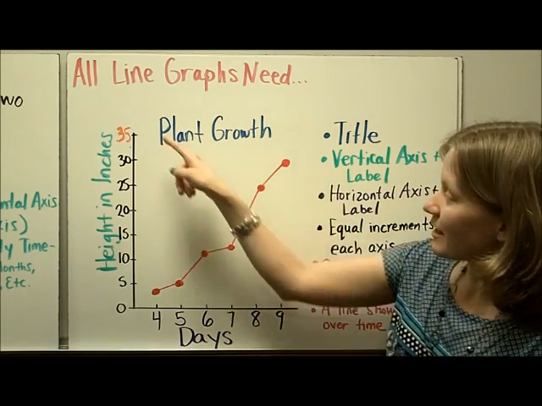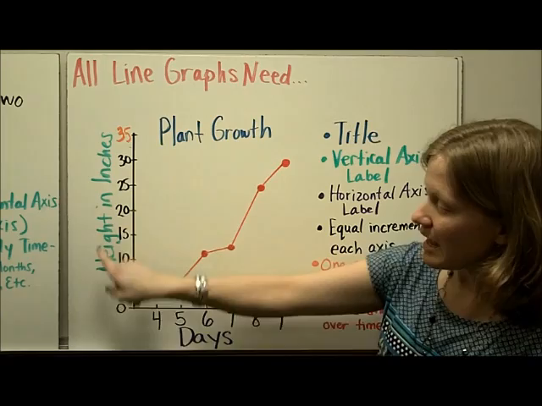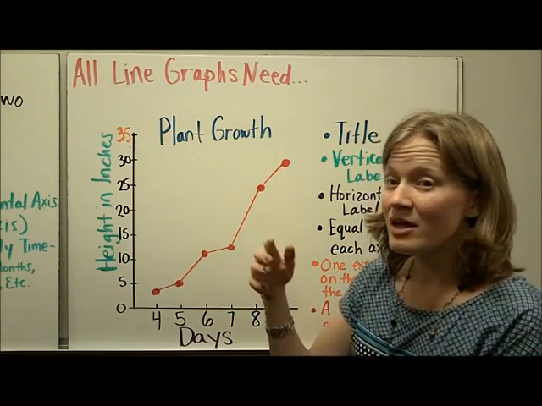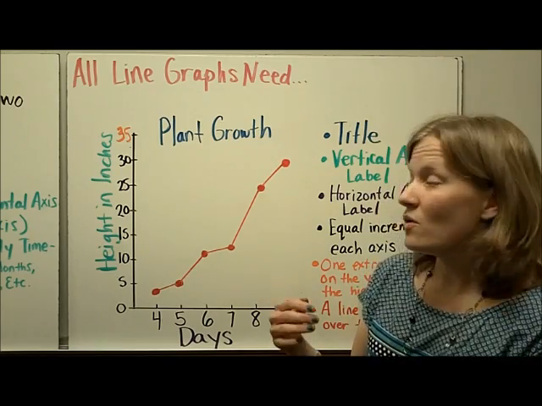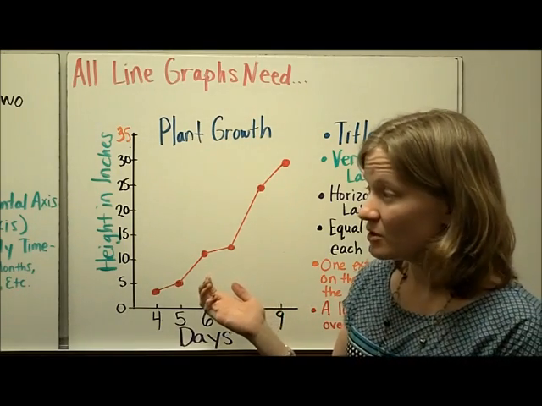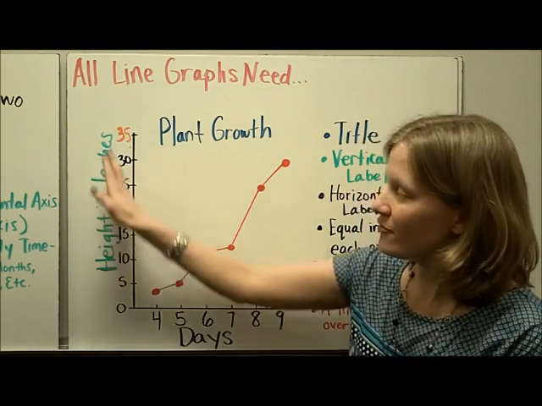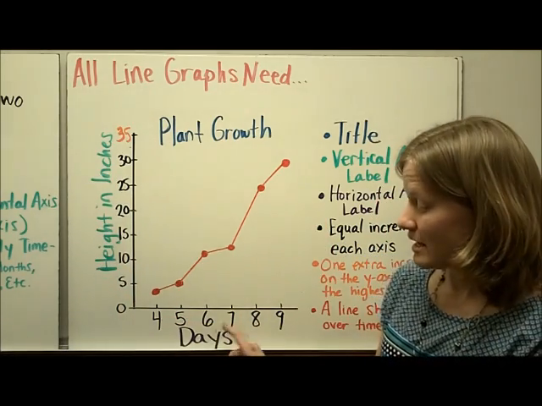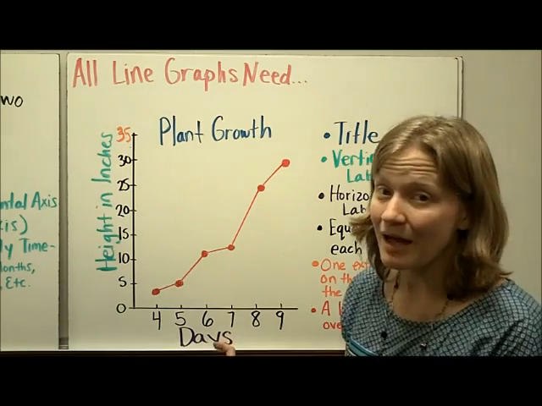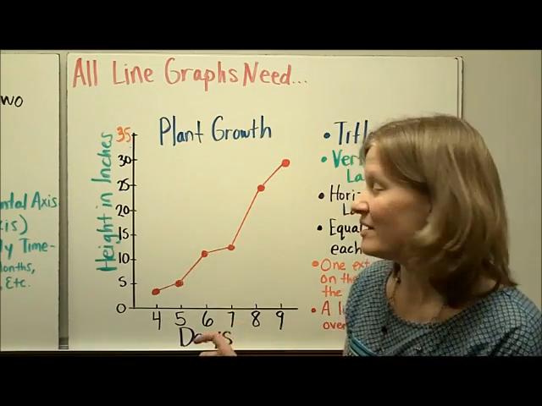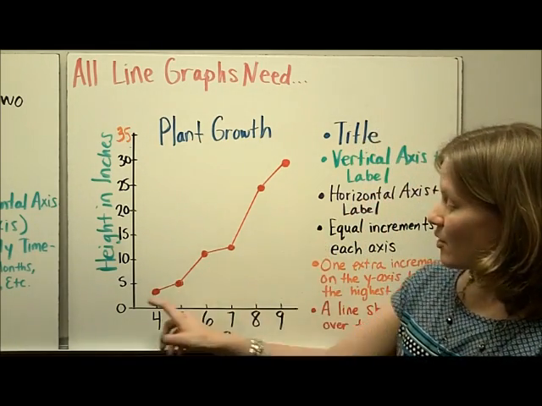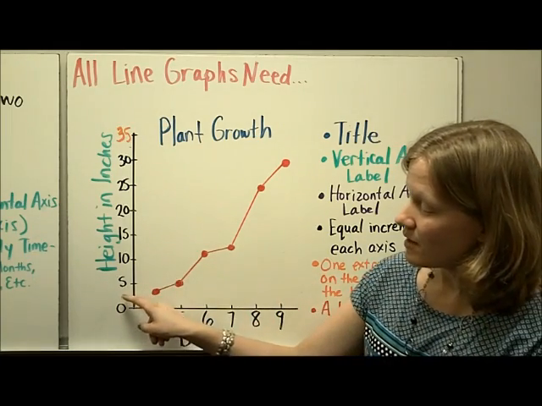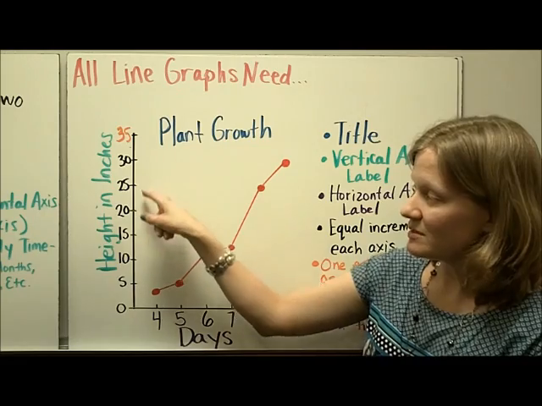The vertical axis needs to have a label, so height in inches, or another graph might have degrees Fahrenheit, or pounds, or whatever you're measuring. Make sure you have a label. The horizontal axis needs a label, and that's usually, again, amount of time, days, years, months. Both axes need to have equal increments. So we want to have each of our jumps be the same amount.